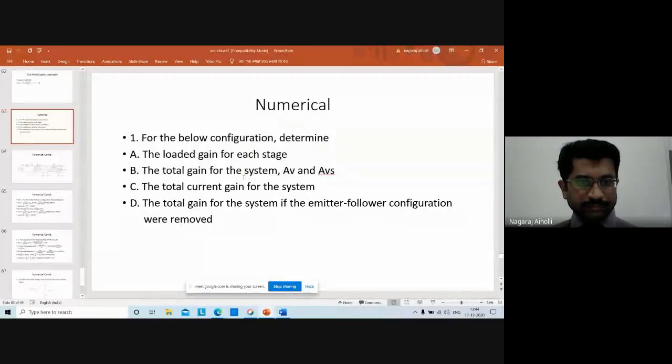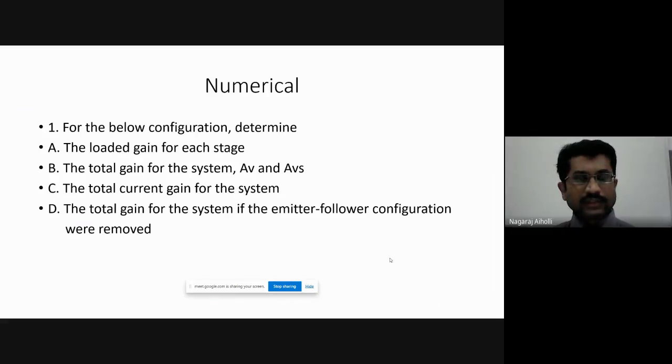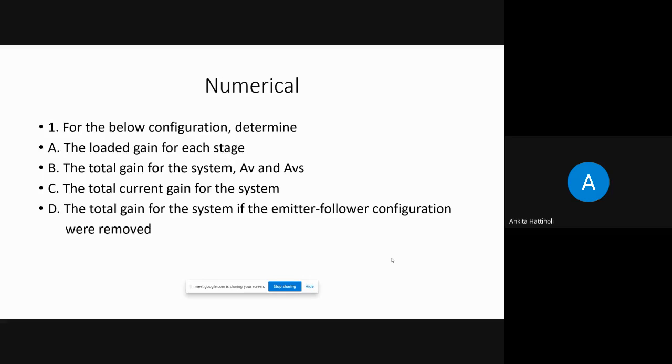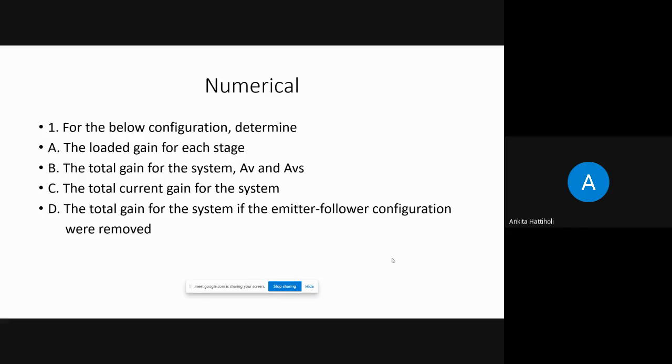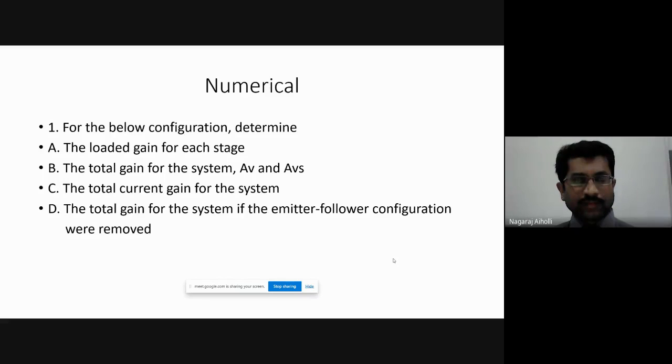Take this numerical. For the below configuration, are you able to see the screen? Screen is visible. Note down this example. For the below configuration, determine first one, the loaded gain for each stage.